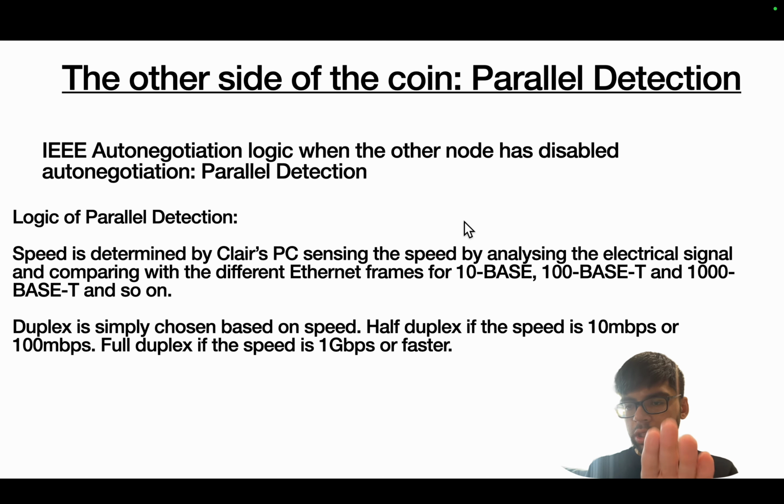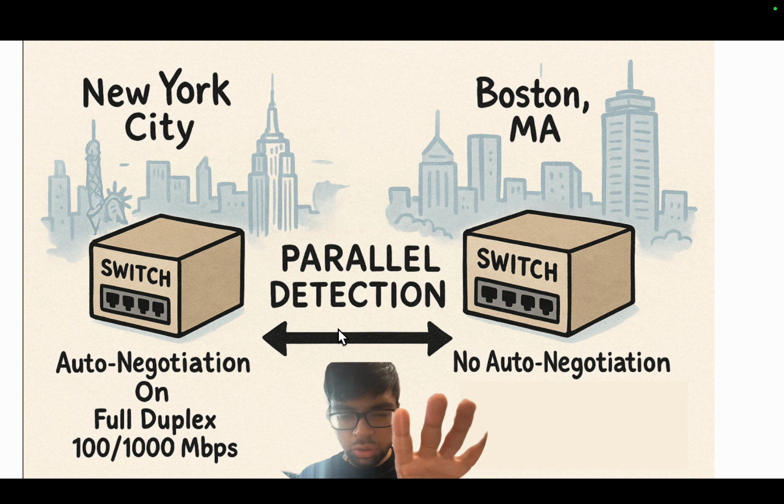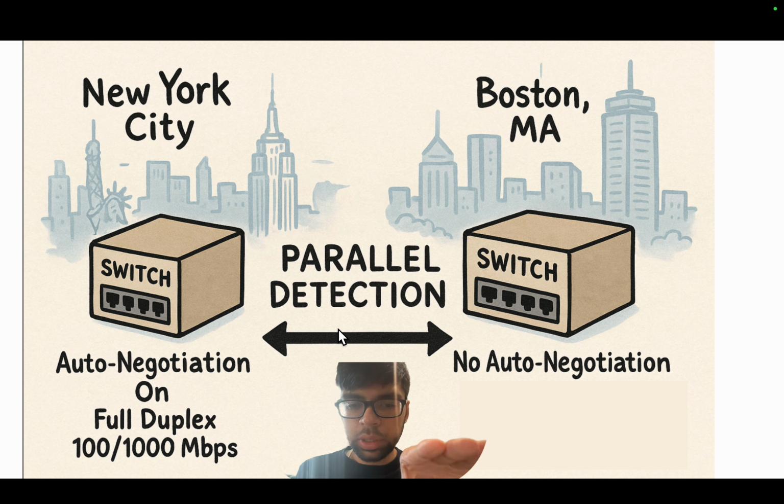So if auto negotiation is configured on one side, and in fact this is better than the previous example, I'll show you. You've got a switch in New York City and a switch in Boston, Massachusetts. The switch in New York has auto negotiation enabled. The switch in Boston doesn't. So the New York switch doesn't receive any FLPs from Boston. It has to do this parallel detection process where it's sensing: okay, I think Boston is using this speed setting. This is my guess of what he's using.